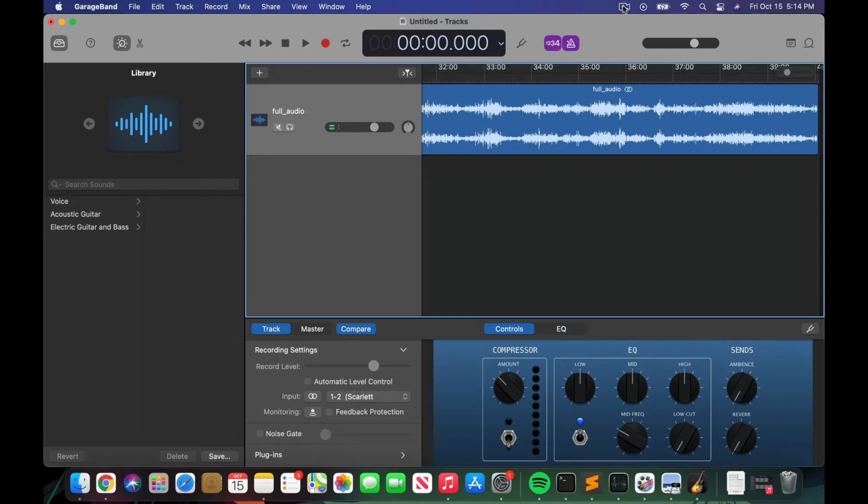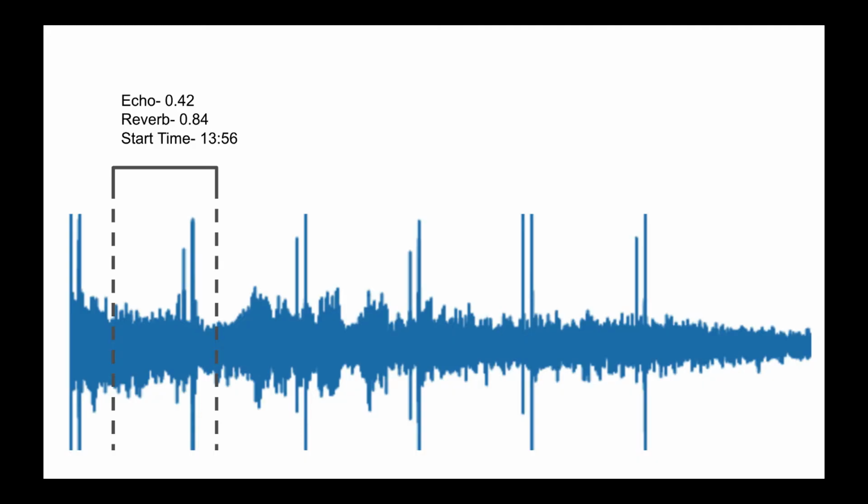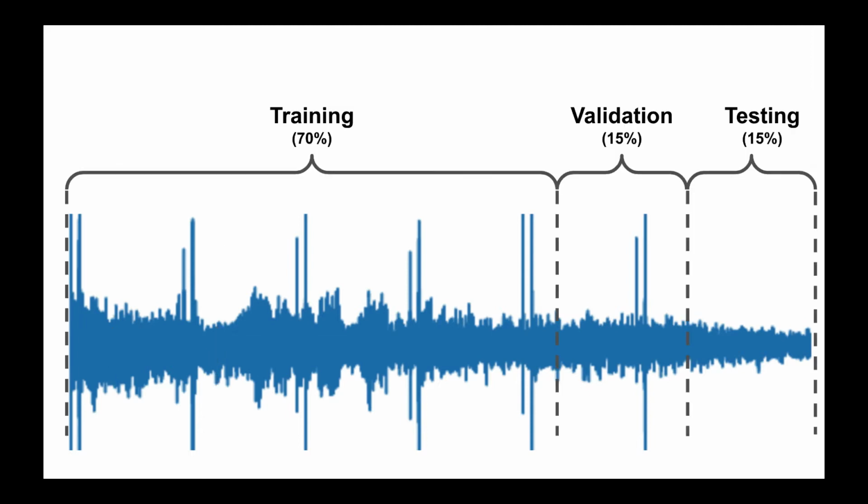playing actual songs. For training my model, I will fetch random 3-second clips and apply a random amount of reverberance and echo delay to each clip. These randomly generated parameter values will be used as my training labels. 70% of the data will be used for training and 15% for validation and testing.